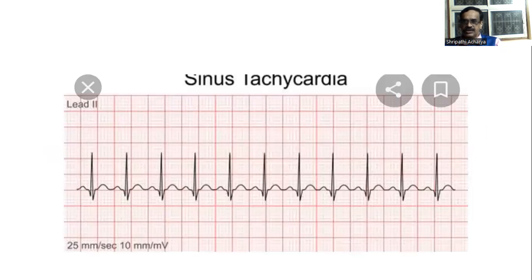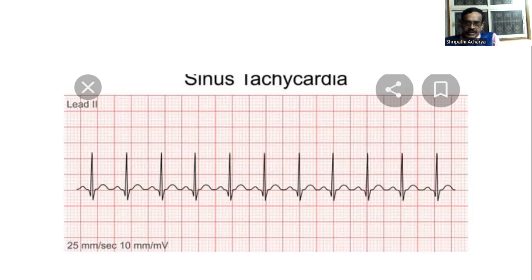Here is a sinus tachycardia. If the heart rate is more than 100 and sinus mechanism is there, it is known as sinus tachycardia. And sinus tachycardia is seen in conditions like anxiety, pain, emotion, and after exercise. And also in hyperthyroidism, hypovolemic shock, and fever, and drugs like epinephrine, dopamine, and tricyclic antidepressants. Tricyclic antidepressants are given in depression, mental depression. So they also cause sinus tachycardia.